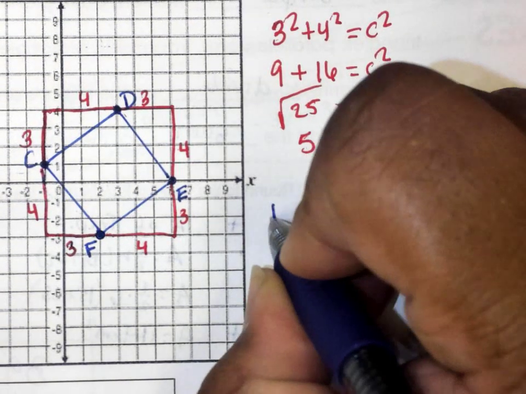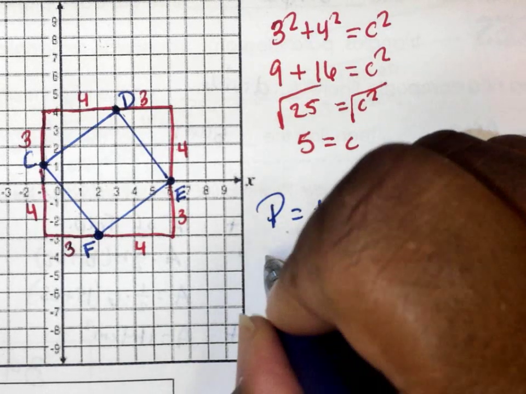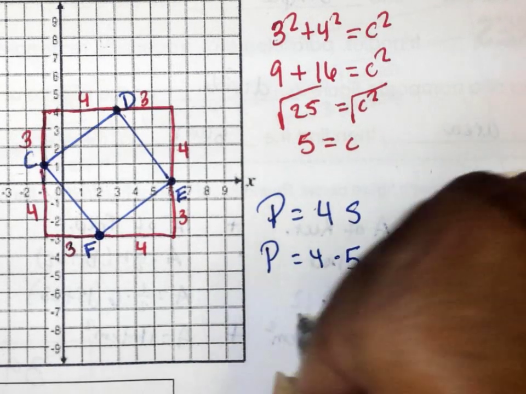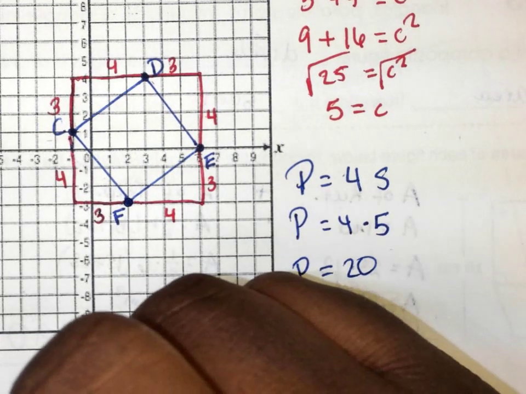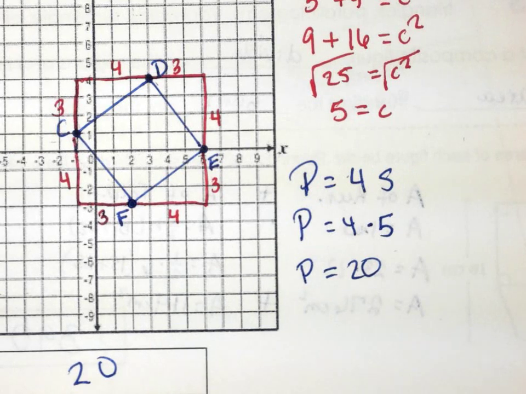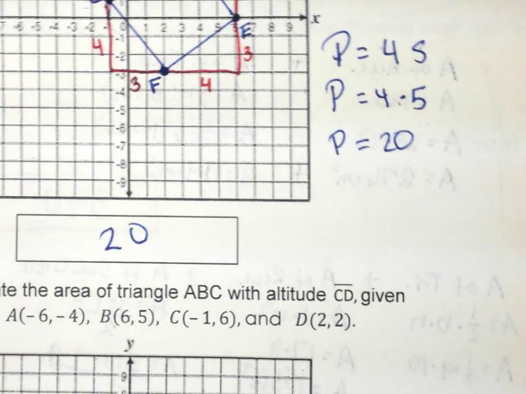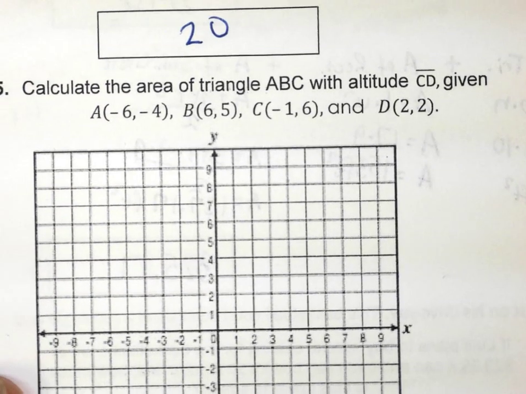Then from there, perimeter equals 4 times S. S for us is 5. Perimeter equals 4 times 5. Perimeter equals 20. Hopefully you get one of these. May not. I don't know. This next one, I know you're going to see this for sure. I guarantee it's going to be on your test, a problem like this.